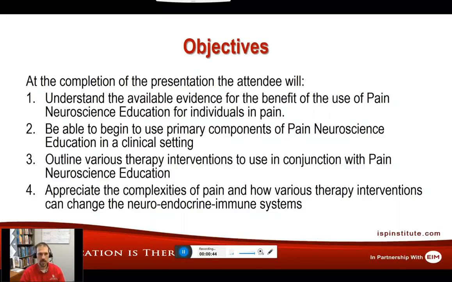The objectives are that hopefully we can help you understand some of the available evidence a little bit more and the basic components behind pain neuroscience education to use in a clinical setting, and also outline some of the various other therapies to use in conjunction with pain neuroscience education, what we refer to as pain neuroscience education plus, and then appreciate the various complexities behind pain and how we can change the neuroendocrine immune systems.